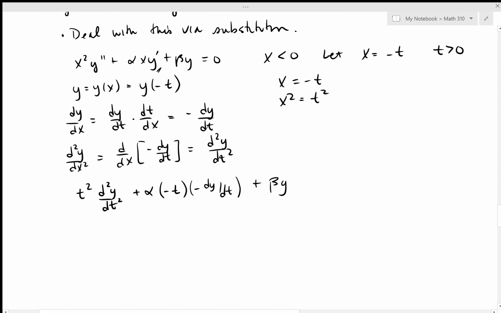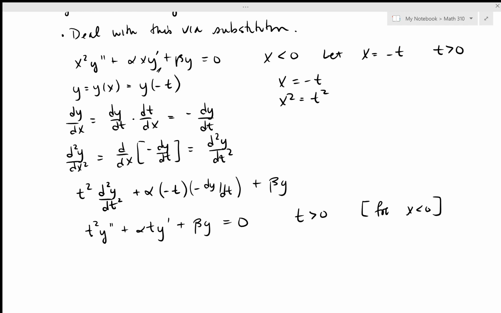If I get rid of those minus signs and rewrite this, now thinking of y as a function of t, where the independent variable is t and the dependent variable is y, I have in fact the exact same equation, but it is for t greater than 0, and that is for x less than 0. So the entire solution process that I did before now applies to this equation.